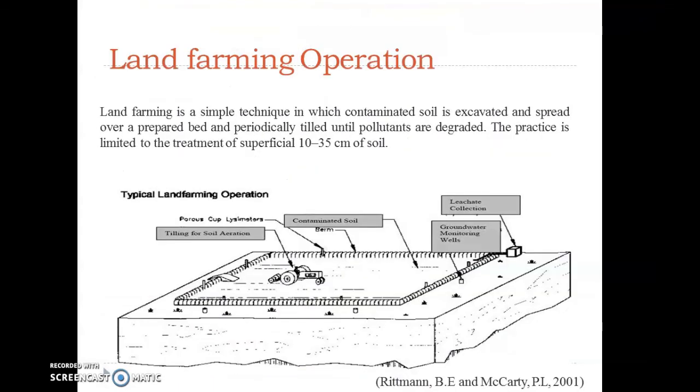So next, coming to the land farming operation. Land farming is a simple technique in which contaminated soil is excavated, spread over a prepared bed, and periodically tilled until pollutants are degraded. First the contaminated soil is taken from the original polluted site, and then it is spread in a prepared bed and periodically tilled until pollutants are degraded. This practice is limited to the treatment of the superficial 10 to 35 centimeters of soil. So it is only applicable for the topsoil.